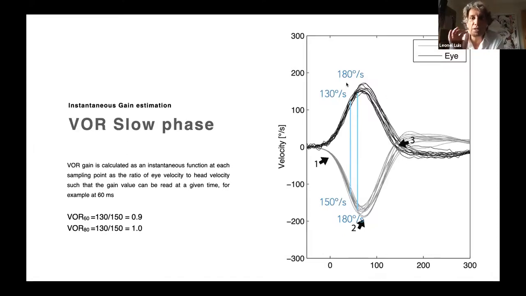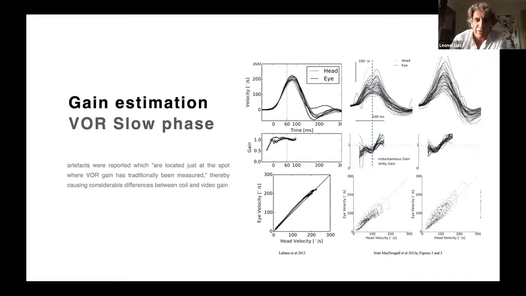This is velocity gain. Here you can see the instantaneous gain change during time, and as you can see, it's always around one. It's a little bit noisier to start with, but then it's very, very stable. There is another way to calculate it, and that is to relate the eye velocity to the head velocity. And it should be a linear function. That is, every time the head is moving at 100 degrees per second, there should be only one eye velocity that relates to it. And this is why you have a line.